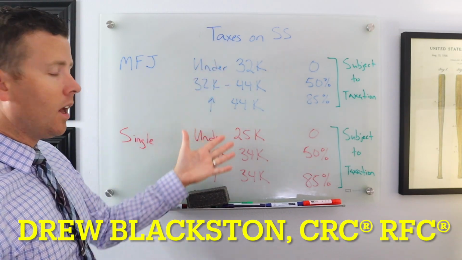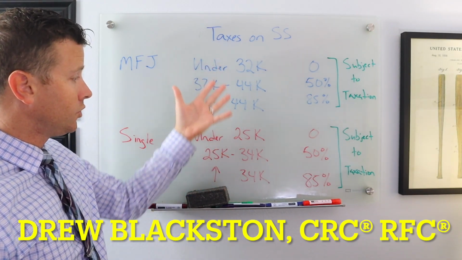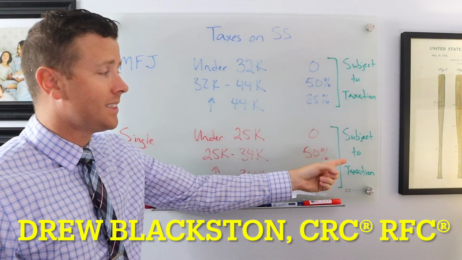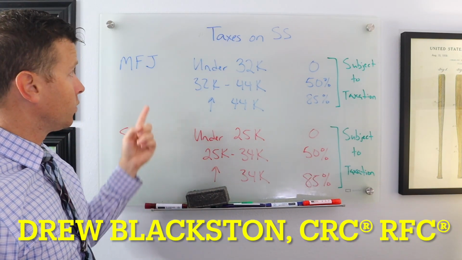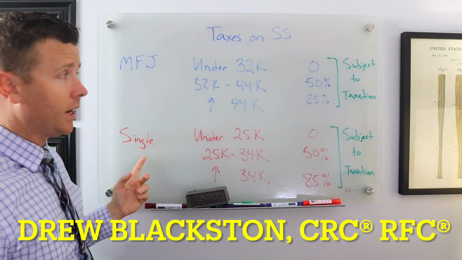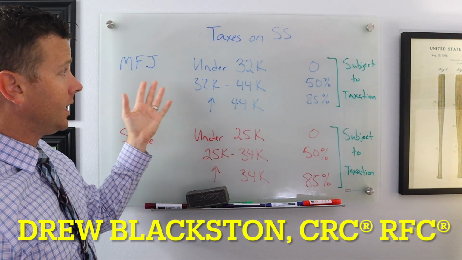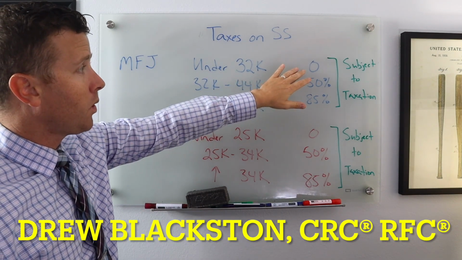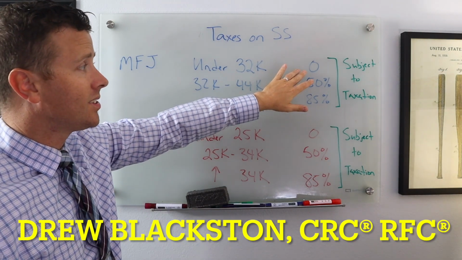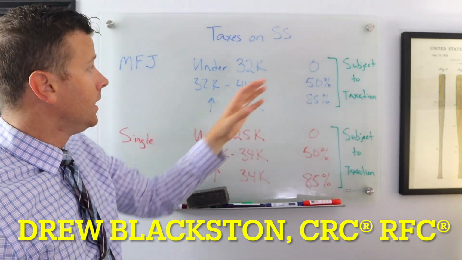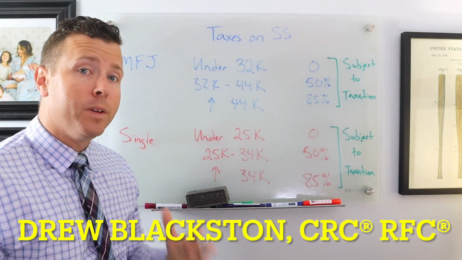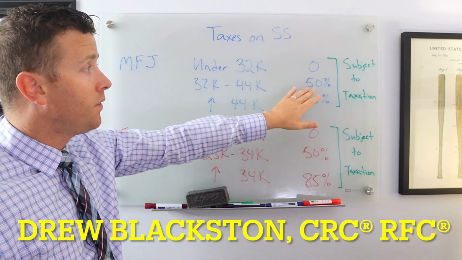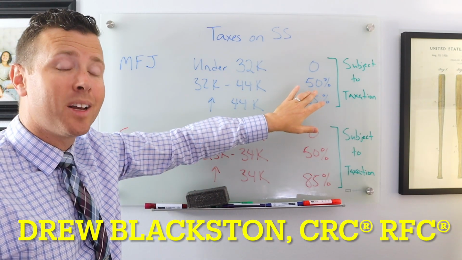Now, this column here is your provisional income, and these are the rates that your Social Security is subject to taxation, and these are the filing statuses. So we have married filing jointly, and we have single, okay? So if you're married filing jointly and your provisional income is under $32,000, then 0% of your Social Security is subject to taxation, okay? If you're married filing jointly and your provisional income is between $32,000 and $44,000, then 50% of your Social Security is subject to taxation.